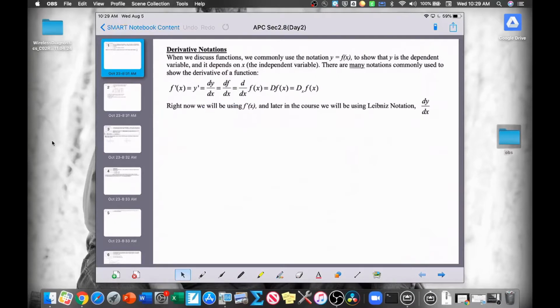Hey math friends, this is AP Calculus section 2.8 day 2 notes. Today we're going to just briefly talk about derivative notations.